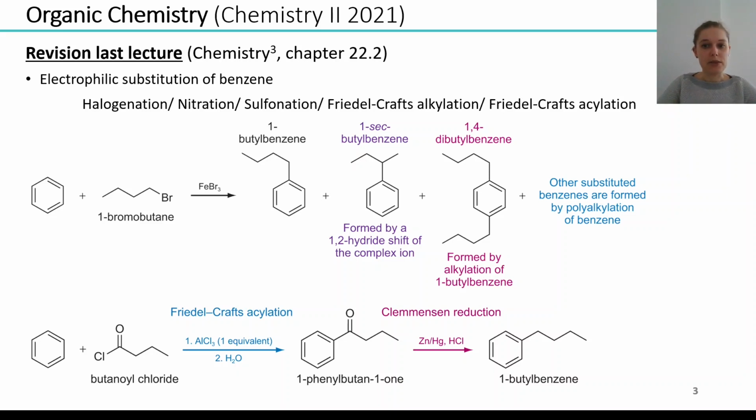Then in a second step, the produced acylbenzene can be converted with a reducing agent that converts the carbon-oxygen double bond into a methylene group. Commonly, for this step, the Clemmensen reduction is applied. So if we want to produce 1-butylbenzene, we start with a Friedel-Crafts acylation, followed by a Clemmensen reduction, where we have an acidic solution of zinc dissolved in mercury. And then we end up with only 1-butylbenzene.